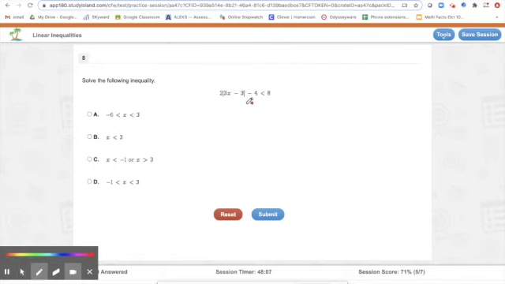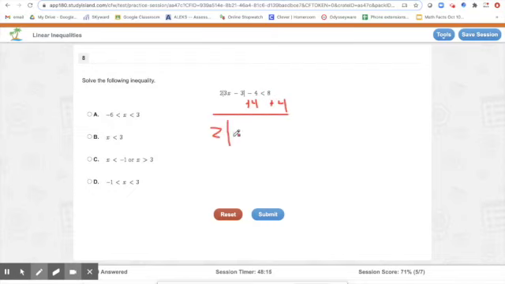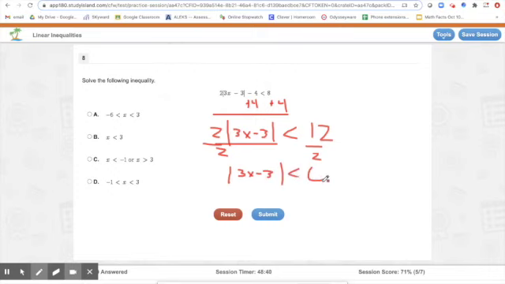So to do that, we have to get rid of this 4. So we have 2 times the absolute value of 3x minus 3 is less than 12. And then we need to get rid of this 2. Since it's the absolute value multiplied by 2, we're going to divide by 2. So we have the absolute value of 3x minus 3 is less than 6.